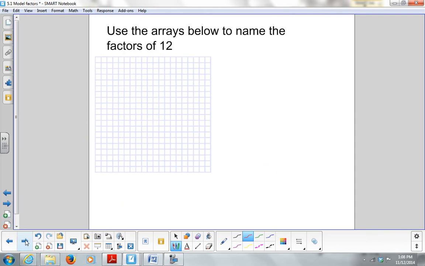Okay, so here's another example. We're going to use the arrays. That's what this square is, or that's when we draw squares on the grid paper. That is called an array. Okay, and to name the factors of 12.